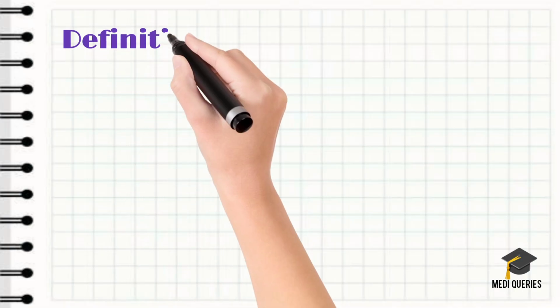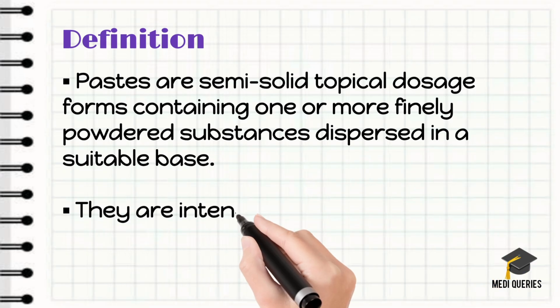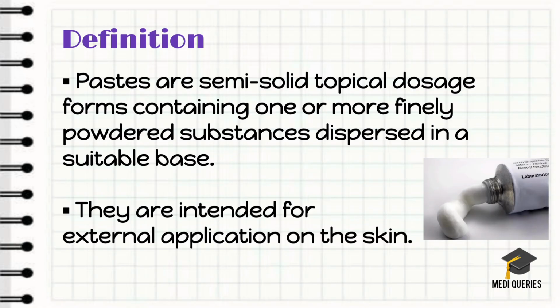First, let's start with the definition of a paste. So what are pastes? Pastes are stiff semi-solid external preparations that contain a large proportion of finely powdered substances, that is solids. Typically, pastes have more than 25% solid content. They are thicker and less greasy than ointments. Due to their high solid content, they are more absorptive and stay longer on the skin. This makes them ideal for protective applications such as diaper rash creams and burn dressings.